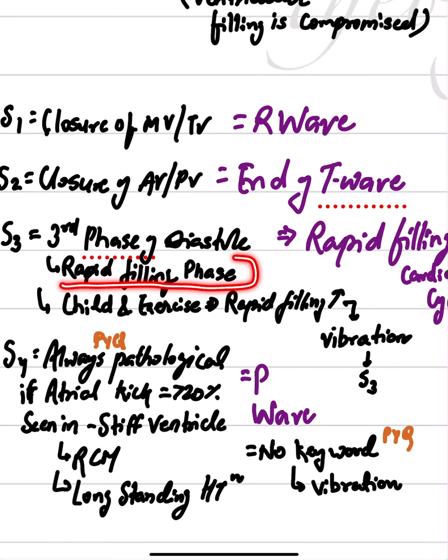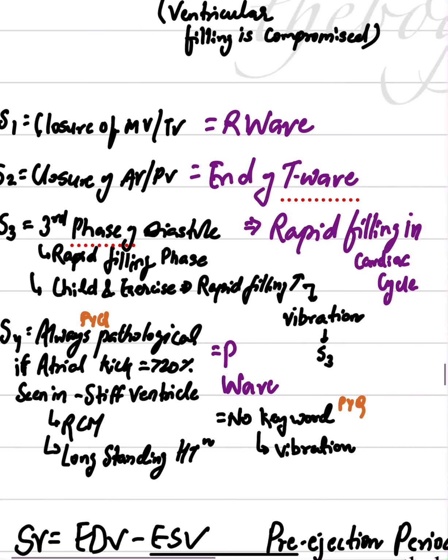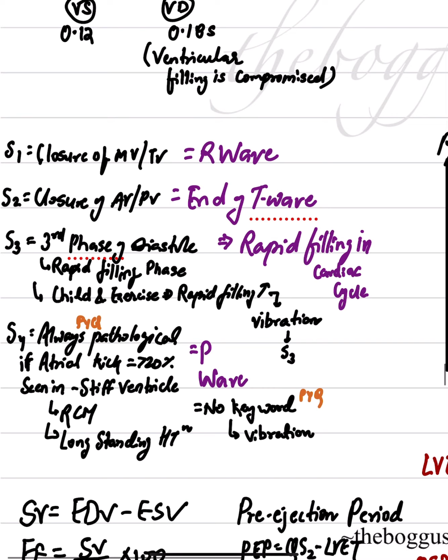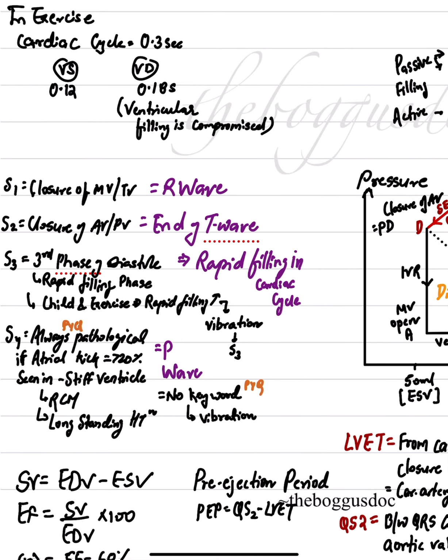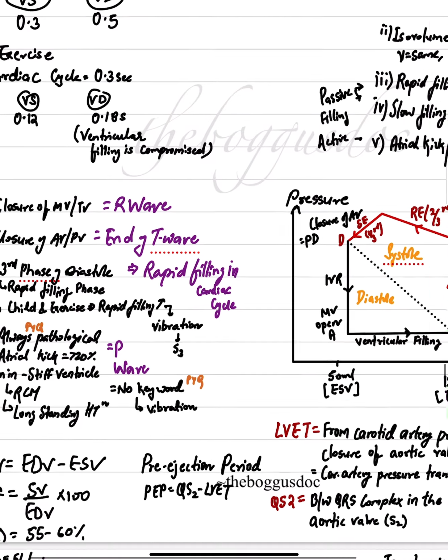Okay, the third phase of diastole, which is the rapid filling phase. In a child or an exercising patient, it is the rapid filling phase, and we are talking about vibration. Actually, it is the vibration that we feel in the S3 phase. In the keyword they use the word vibration, so they are talking about the S3 phase, which is rapid filling in the cardiac cycle. It is normal, physiological in a child and in exercise, and it can be pathological also. But S4 is always pathological.